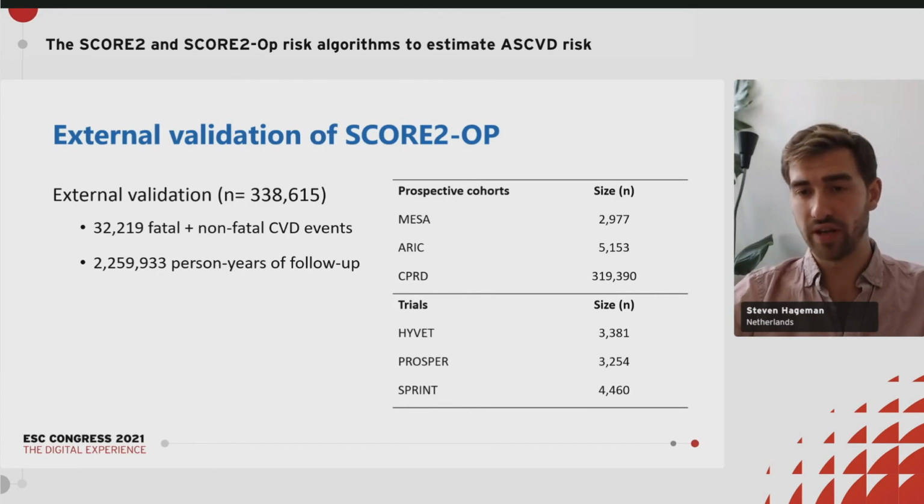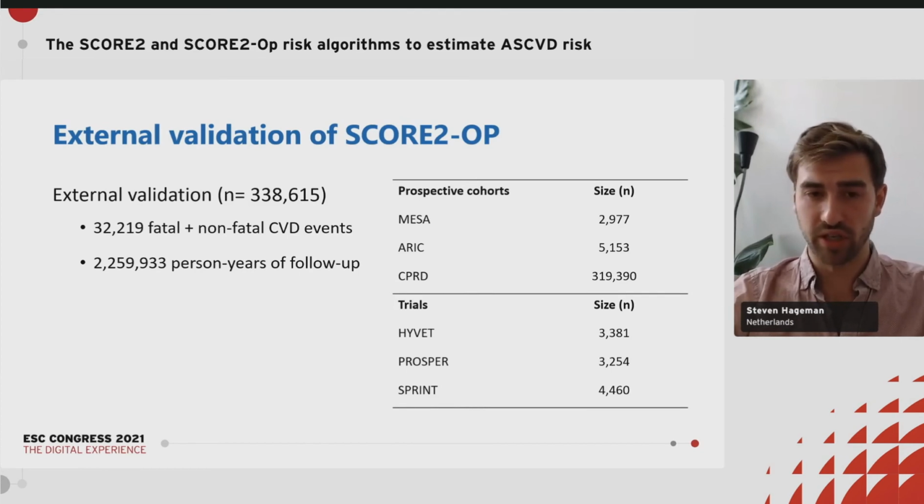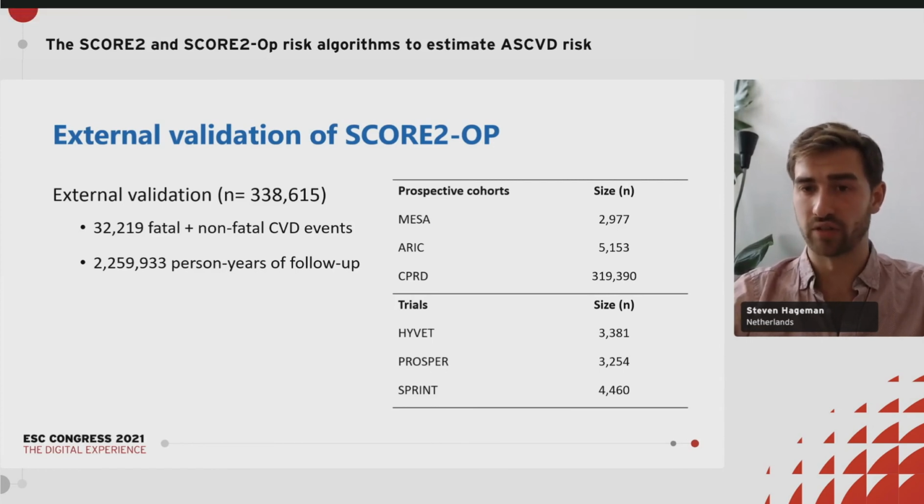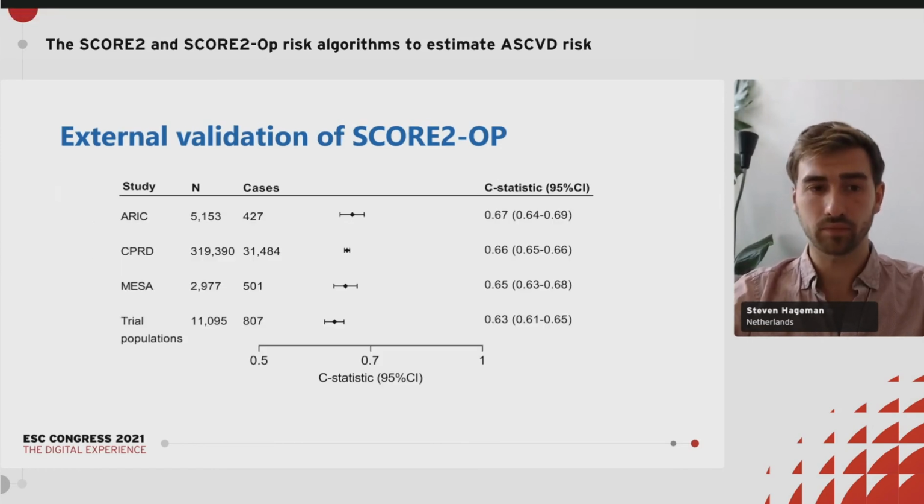For the external validation of the SCORE2 OP model, 6 contemporary datasets were used. 3 of those were prospective cohorts, the MESA, ERIC, and CPRD study, and 3 international trials were used, the HIVET, PROSPER, and SPRINT trial. In total, over 300,000 individuals were included, and we observed over 2 million years of follow-up. And in that time, we observed over 30,000 fatal and non-fatal cardiovascular events.